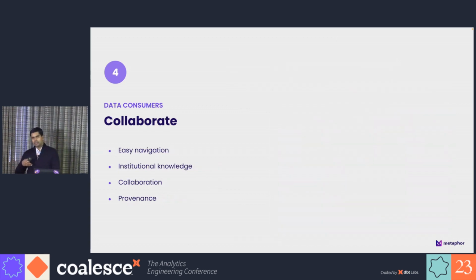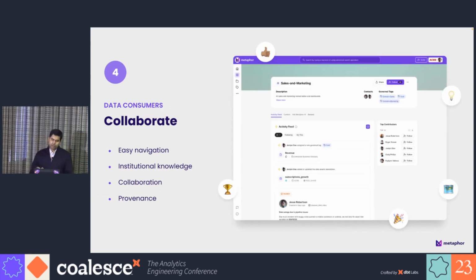Let's take a look at the consumer side of the story. If you are coming to a data catalog like Metaphor to understand what data products are available, it should be easily navigable and give you a very specific understanding of what this domain is, what these products are, and how you interact with and leverage them.